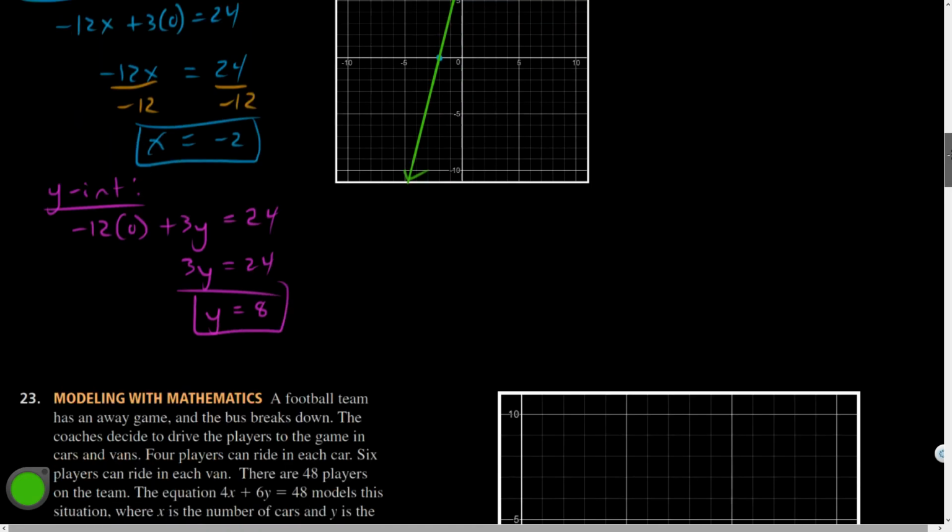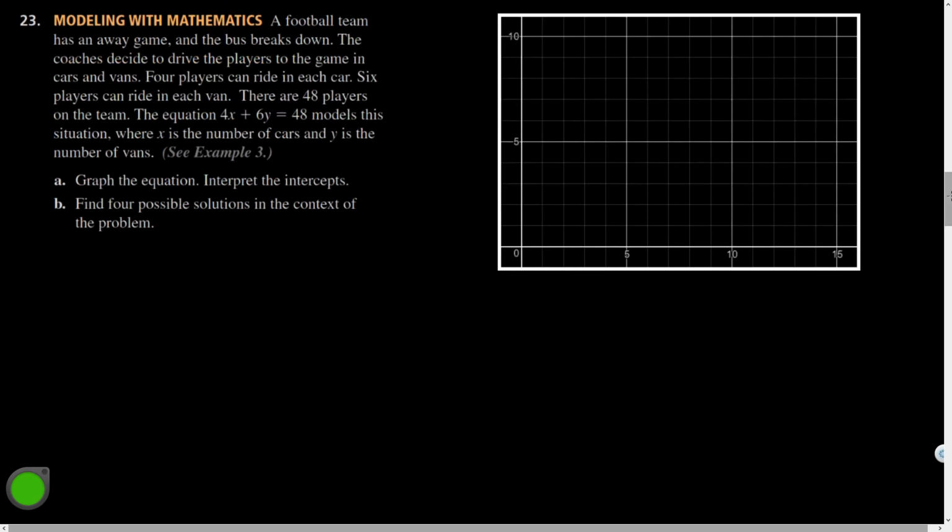Excellent, excellent. All right, 23. If you have a hard time on 24, I already have a video posted on that one from last year. Here's 23, though. A football team has an away game, and the bus breaks down. Oh, no. The coaches decide to drive the players to the game in cars and vans.